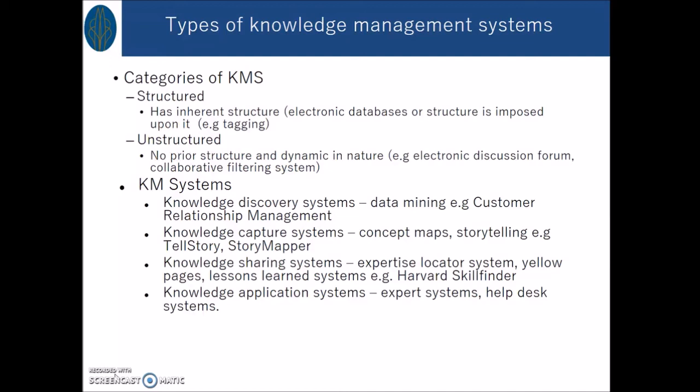An expertise locator system is a system that contains information about the expertise. It not only tells you where the experts are located, but also provides you with the projects or the knowledge that these experts have. This is similar to Yellow Pages, which also works similarly to an expertise locator system. Another would be lessons learned systems. This system basically obtains lessons from the experts, stores it, tags it, and other users are able to access the knowledge from this system.